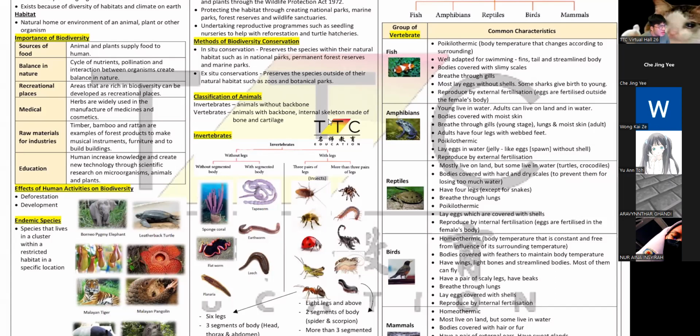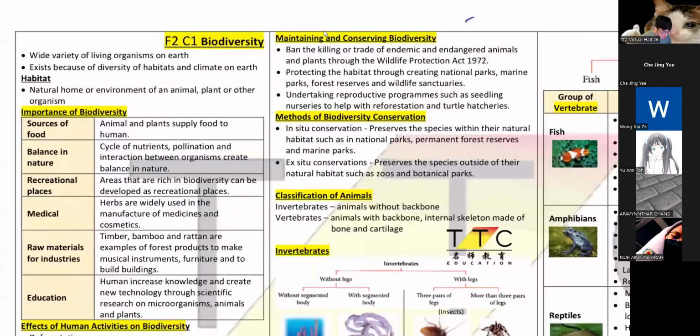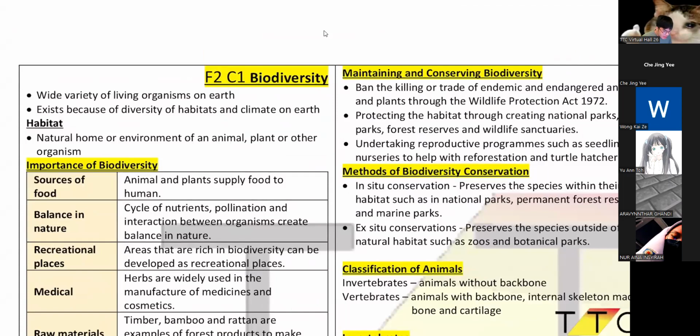Anyway, let's begin with our chapter 1. Chapter 1 is biodiversity, same thing in BM. So what is biodiversity? When you have so many living things, it's called biodiversity, kepelbagaian benda hidup. The word bio means living things, benda hidup. Diversity means kepelbagaian. We have so many different types of living things. So biodiversity is the wide variety of living organisms on Earth, kepelbagaian benda hidup di bumi. So all these are living things. They exist because of the diversity of habitat and climate on Earth.